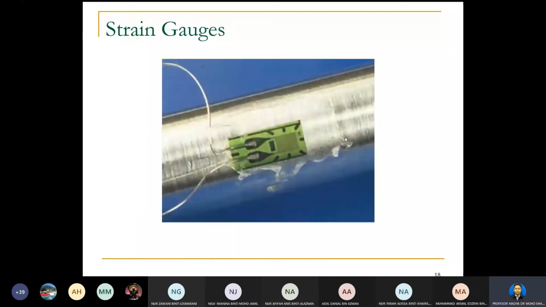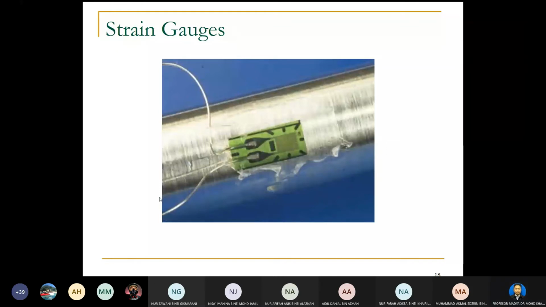Okay, so this is some example of a strain gauge application. You can detect the pressure. Maybe you can detect the weight. With the strain gauge, maybe you can measure the weight of a human.